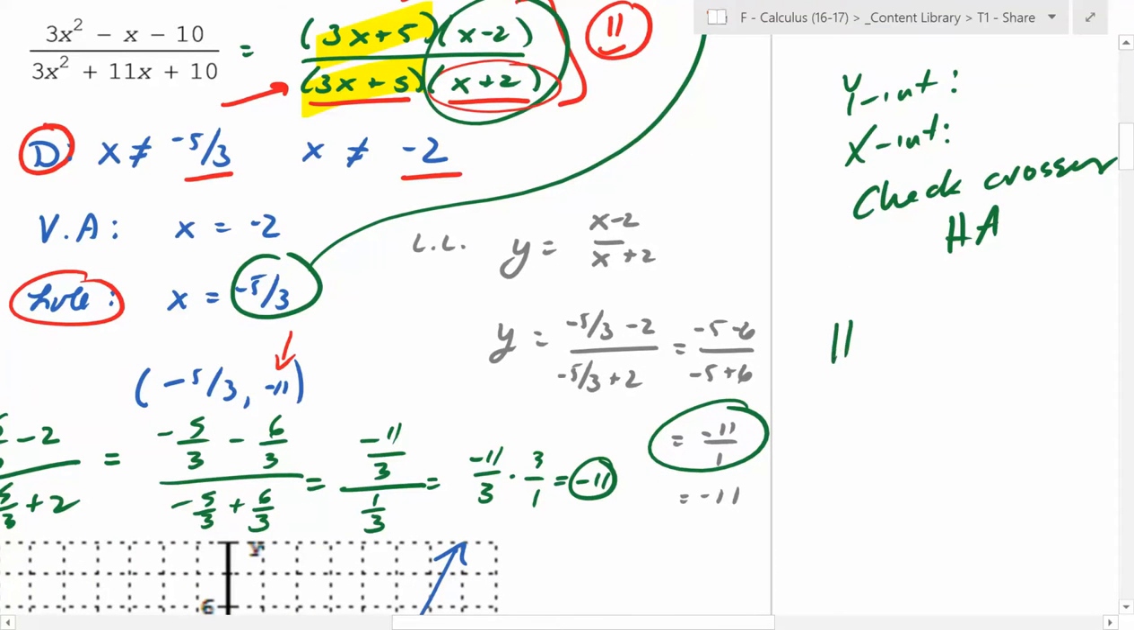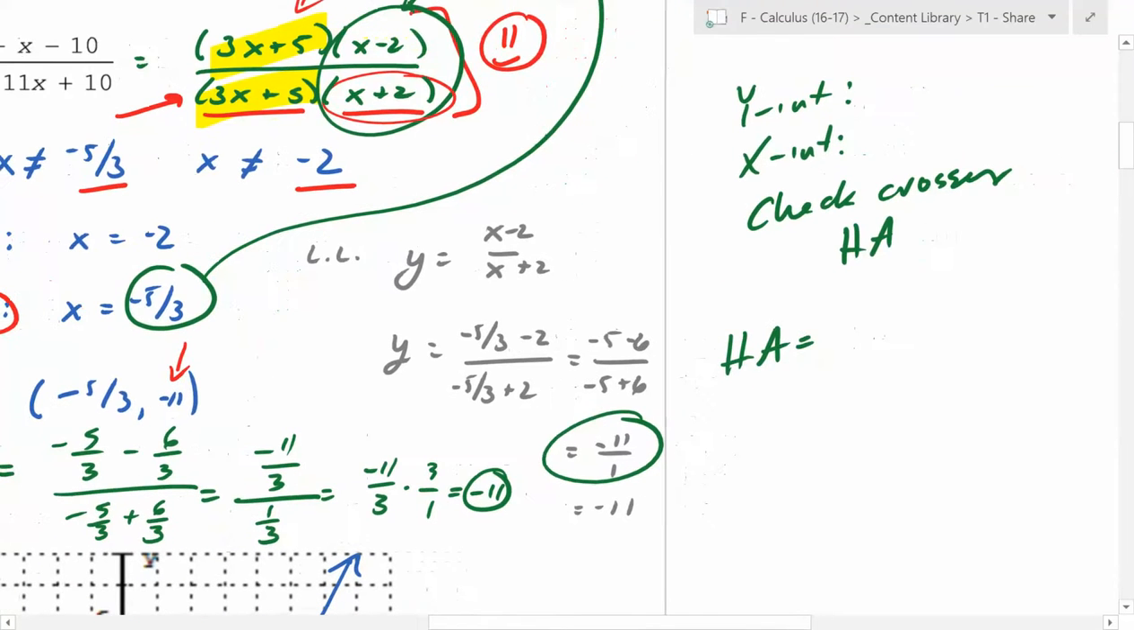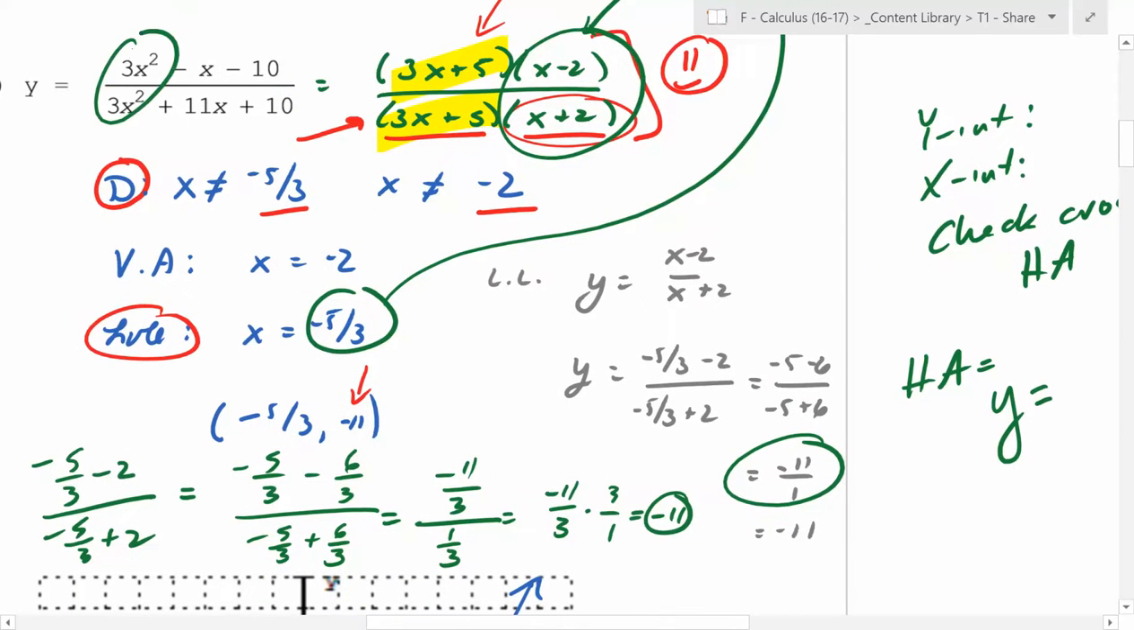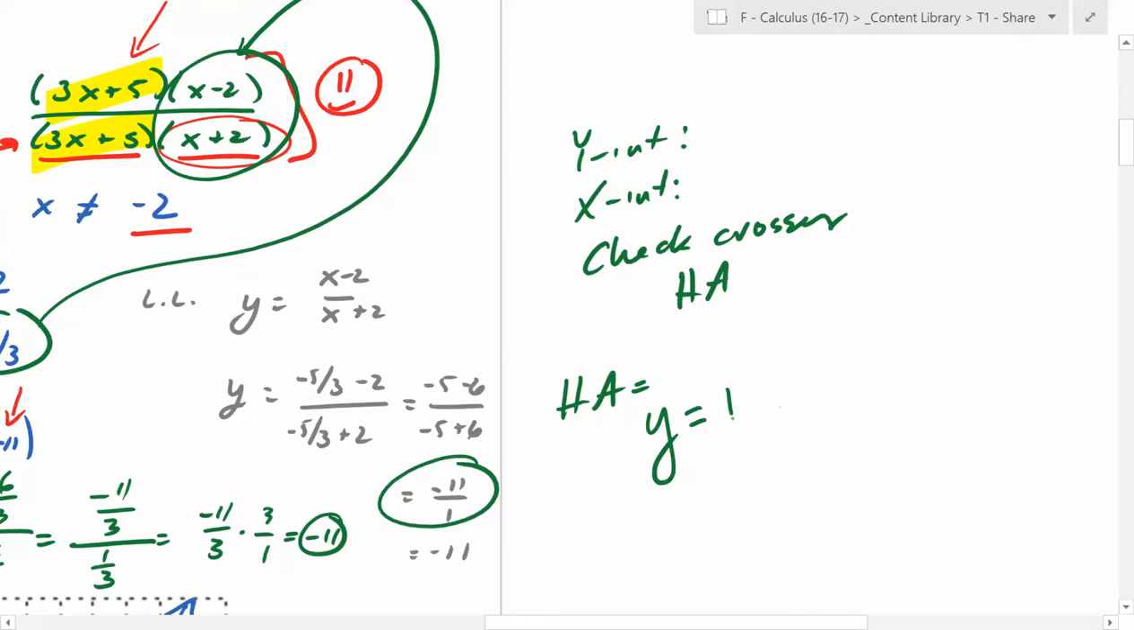What is the horizontal asymptote on this one? You can just tell me what it is. It's y equals what? Close. Look at the 3x squared over 3x squared, that is 1. So the horizontal asymptote is 1. And you could check to see if it crosses. What do you think? Do you think this one crosses?